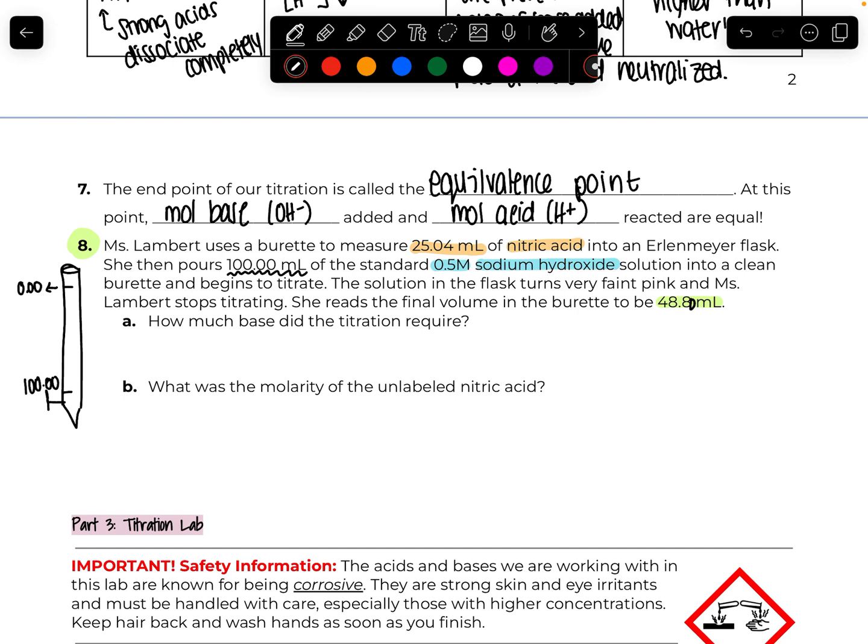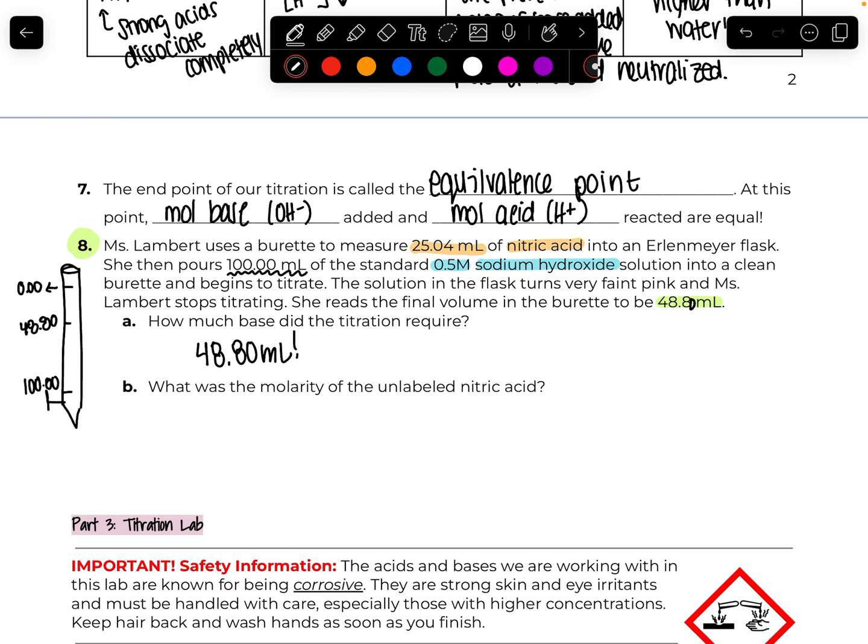So, first things first, how much base did the titration require? If my final reading is 48.80 milliliters, I have to just do a delta V calculation. My final reading is 48.8. My initial reading would be 0 because that's how much I added in. So how much base did it require? 48.80 milliliters. Yay. That's kind of the nice thing about using burettes is that you always start at 0 and then you just add in, you read your final volume, good to go.